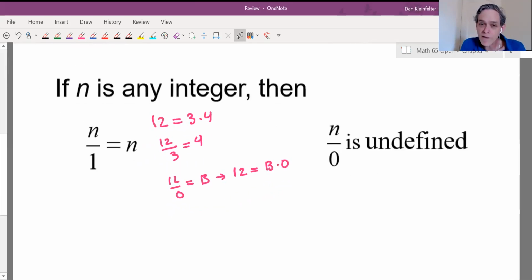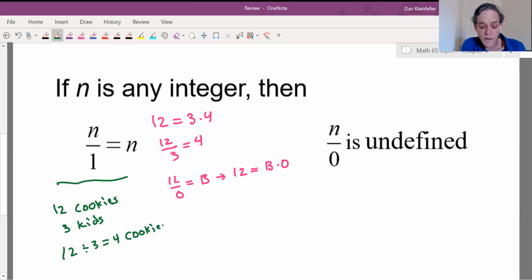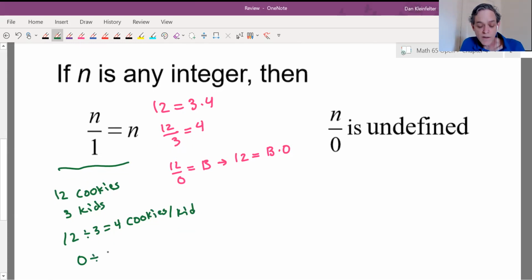Okay, a second way to think of this, if that doesn't work for you, is to think in terms of a story. Suppose that you have 12 cookies and you have 3 kids. And you're going to divide the cookies among the 3 kids. Okay, if you have 12 cookies to split among 3 kids, then how many cookies per kid? It's going to be 12 divided by 3, or 4 cookies per kid. Okay. If you have no cookies divided among the 3 kids, well, each kid is going to get no cookies because you have no cookies to split among them.